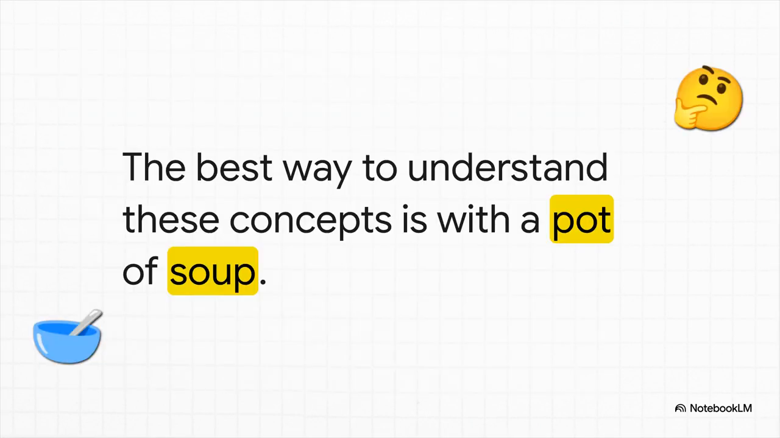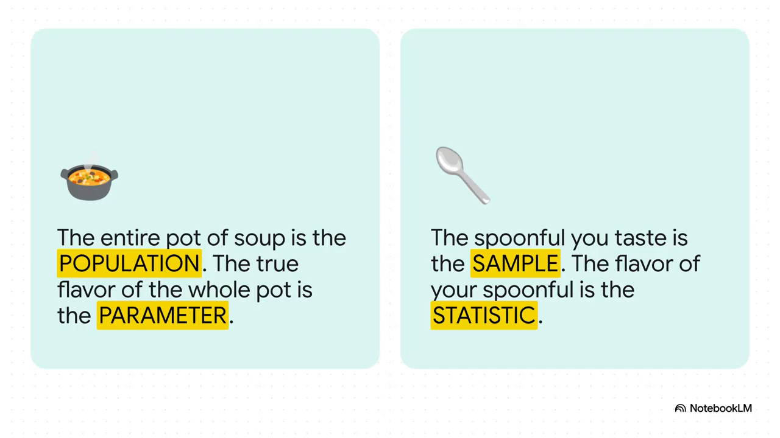I know, population and sample can sound a little academic, a little abstract. So let's make this super simple. The best way to think about this is with a giant pot of soup. Okay, picture it. The entire massive pot of soup, that's your population. The true overall flavor of that entire pot, if you could somehow taste it all at once, that's called the parameter.